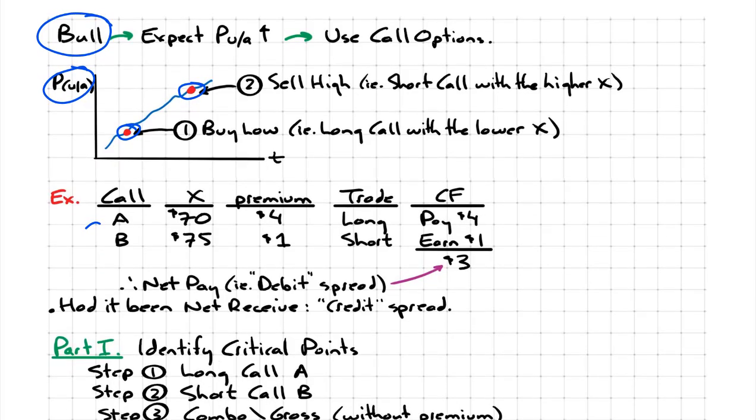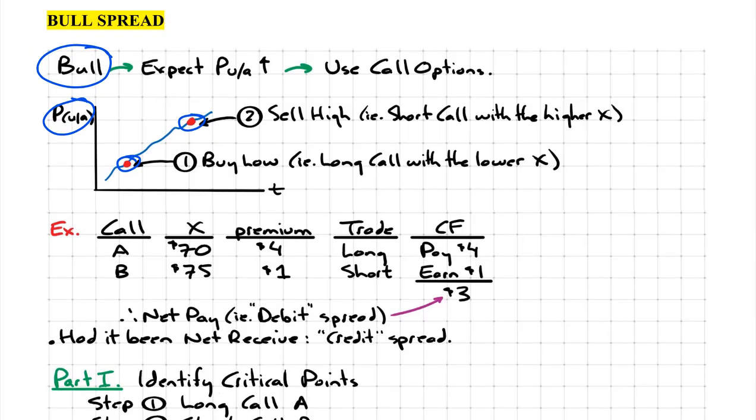Now let's look at an example that's got actual numeric values. Here we have two call options. One's got a strike of 70, the other one's got a strike of 75. And of course, the lower the strike price, the higher the premium. The question is, which option should the investor be buying? Which one should he be selling?